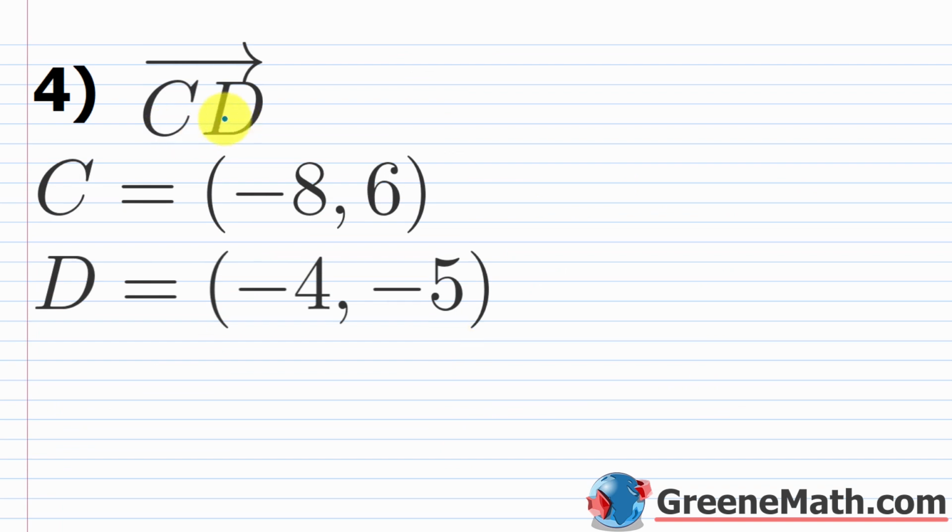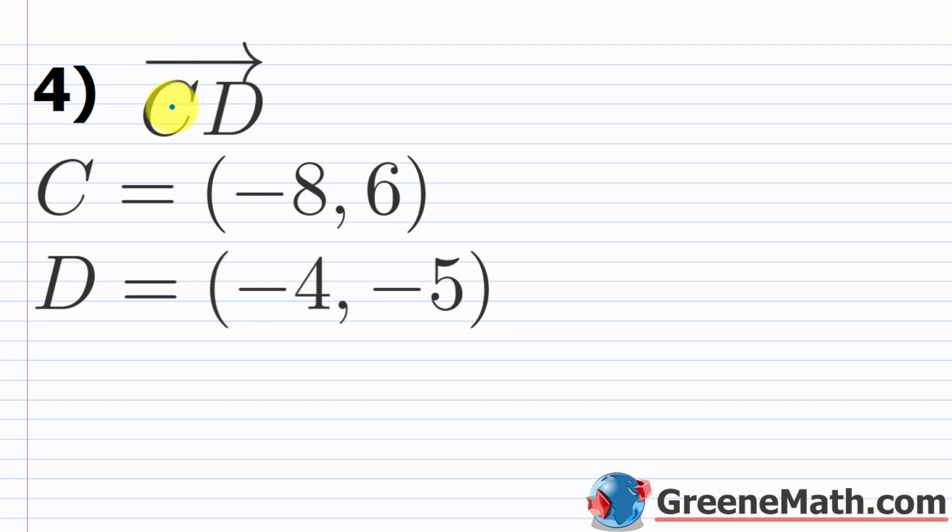All right, let's take a look at problem number 4. So here we have our vector CD. Now this vector is not given to us in component form, so we would want to find that before we do any additional work. So notice that the order of the letters here is going to be important, right? So the C is listed first, so that's your initial point. The D is listed second, so that's your terminal point. If this had been vector DC, it would be reversed, right? So D there would be the initial point and C would be the terminal point.